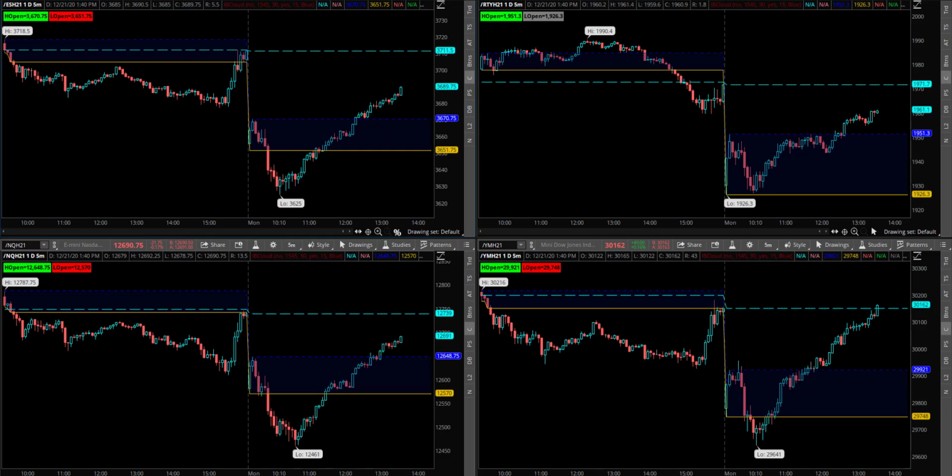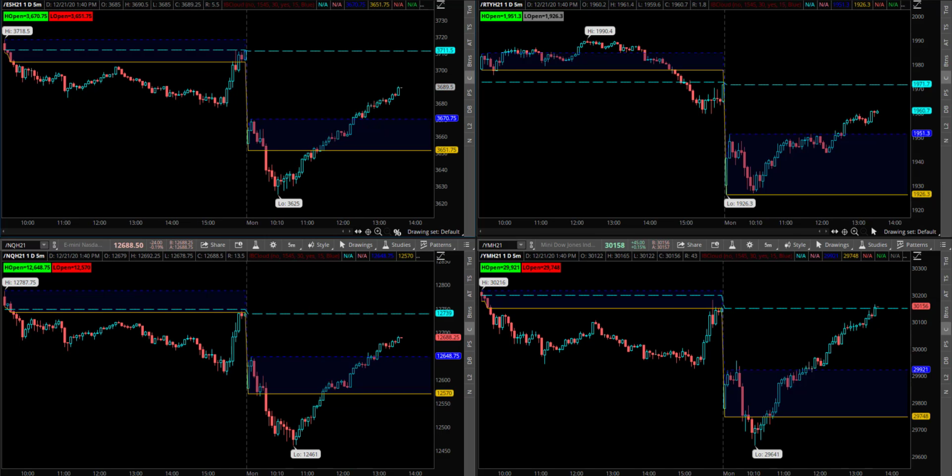We did test lower by quite a bit, and then buyers have stepped in, and it's been a very tight grind higher, covering a lot of ground the rest of the session. So we're now up to about 65 points in the S&P. We have done so on strong volume.